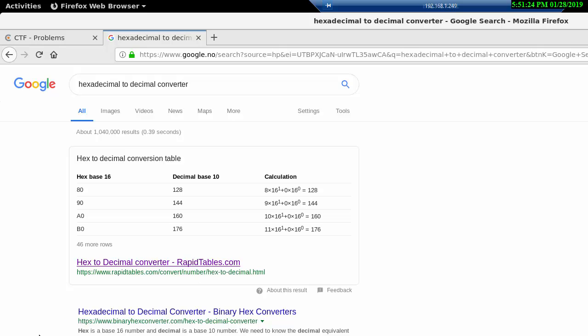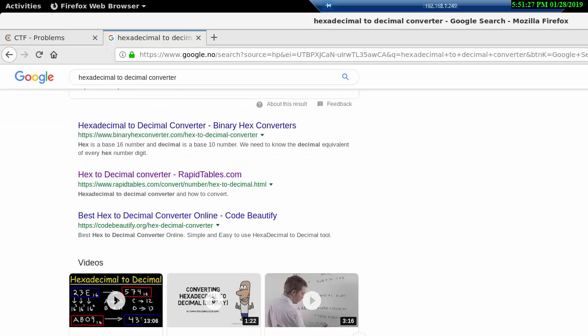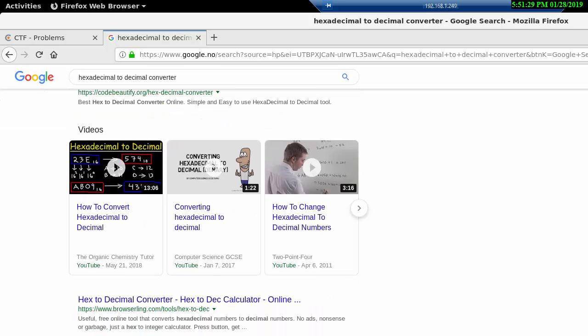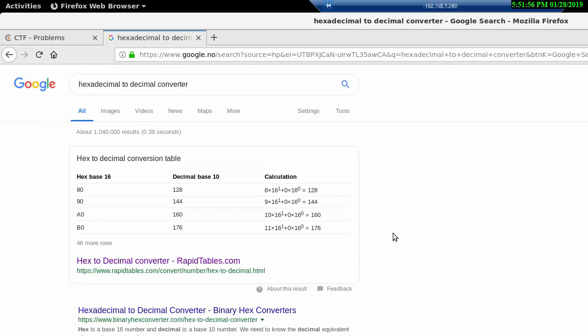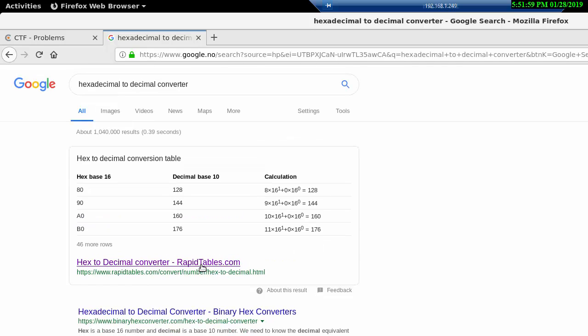But before we do that, let's scroll down a little bit, and you see there are video tutorials on how to do different conversions manually. I would advise you, just for the fun of it, to find one that you would like to learn or that you find easy at this point and try to convert manually. You will learn a lot. Okay, let's get back to our rapid tables and click on it.